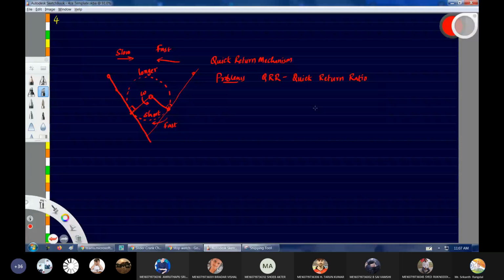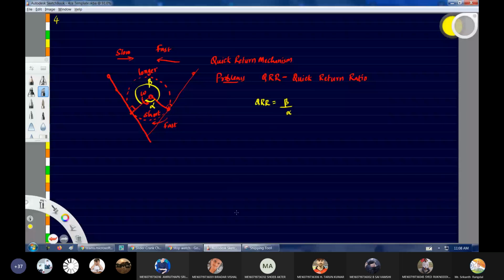So quick return ratio. How to find this quick return ratio? We have to take these two angles. Let me take a slightly different color. So lower angle, let us say alpha, and upper angle, let us say beta. Okay, so what is the quick return ratio? Quick return ratio, QRR, equals the larger angle by the smaller angle.